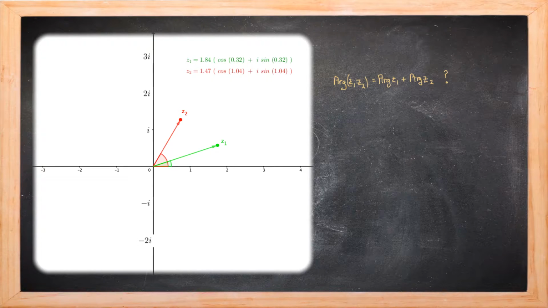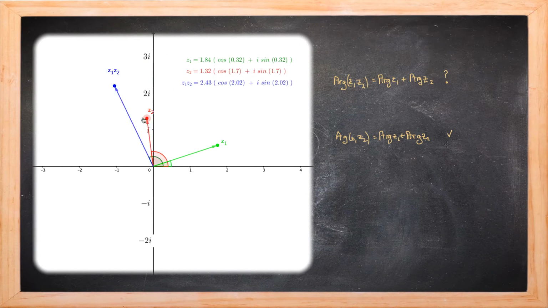So let's show the product in this case. And yes, that's true. 0.32 plus 1.04 is equal to 1.36. The principal arguments of z1 and z2 add up to the principal argument of z1 z2. So we could write arg z1 z2 equals arg z1 plus arg z2, and that would be perfectly true in this case. But is it always true?